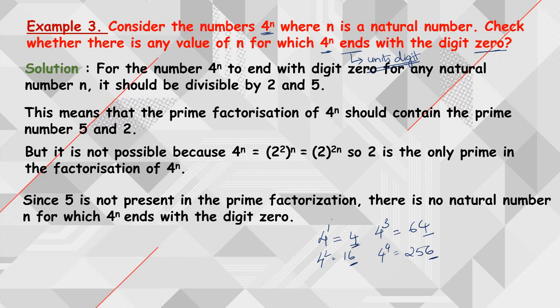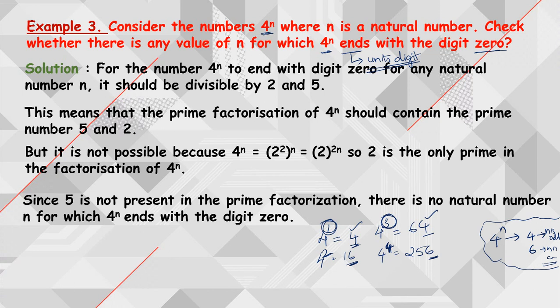So if you observe, whenever the power is an odd natural number, it ends with 4, and whenever the power is an even natural number, it ends with 6. That means 4 power n always ends with either 4 or 6: 4 when n is odd, and 6 when n is even. So these are the things that you can simply remember, right?